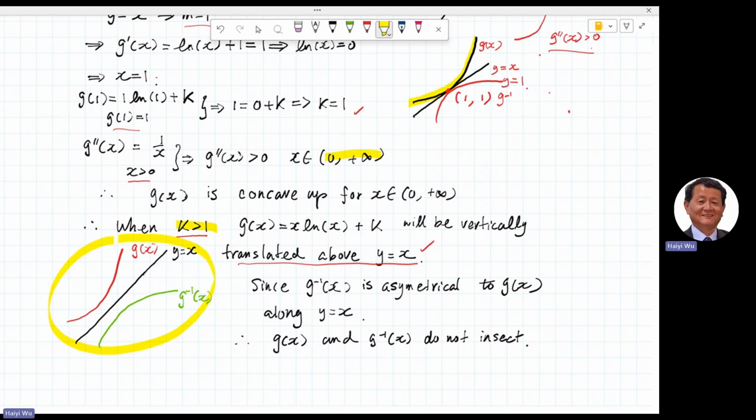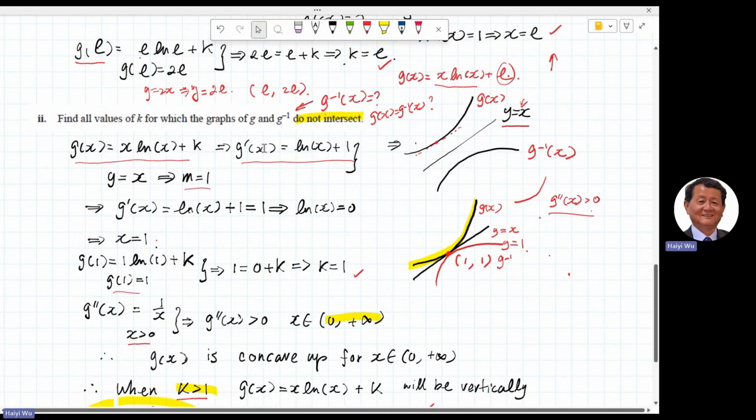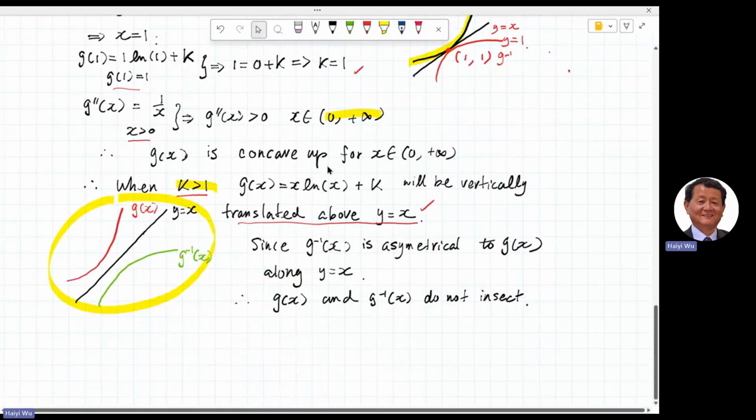It doesn't have to involve solving for the g inverse. All right, so this is a long video, but this is a very important concept. How do you prove that a function will not intersect with its inverse?